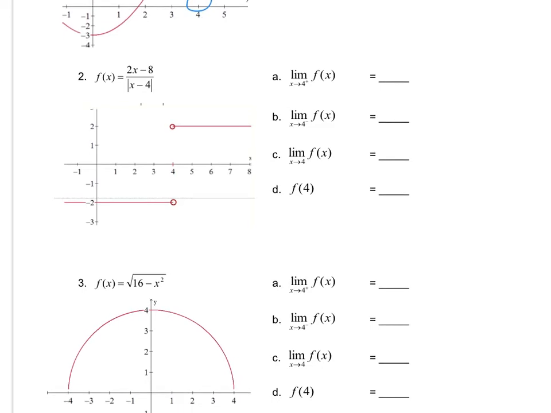For number 2, as we approach 4 from the right, that's a y value of 2. As we approach 4 from the left, it's a y value of negative 2. Those values are not the same. And we don't have an actual value at 4. It would make that denominator 0. So D does not exist.